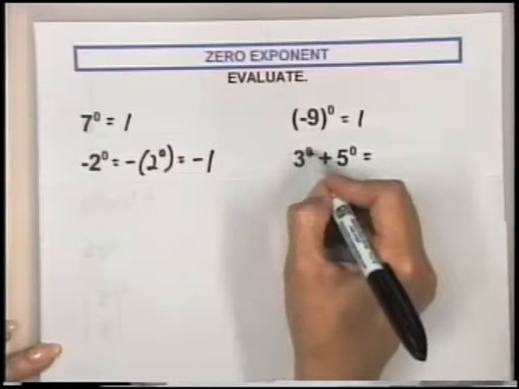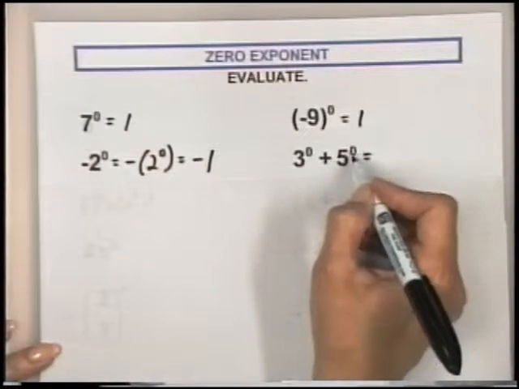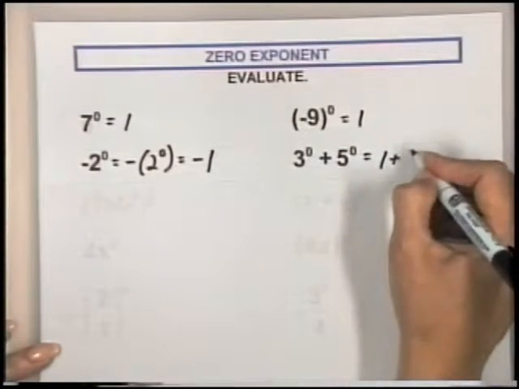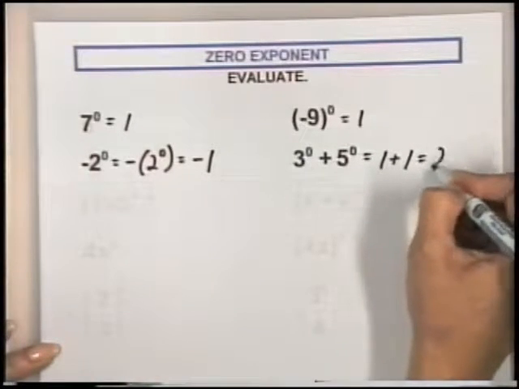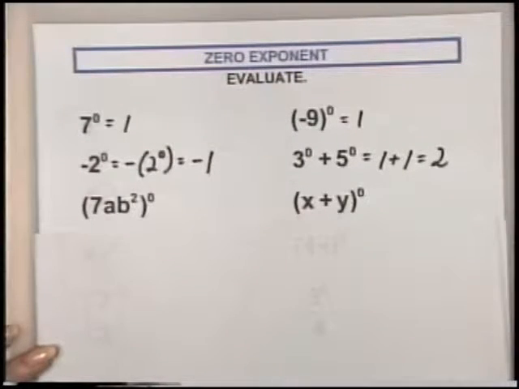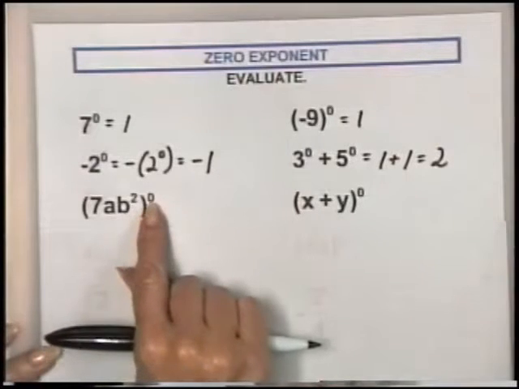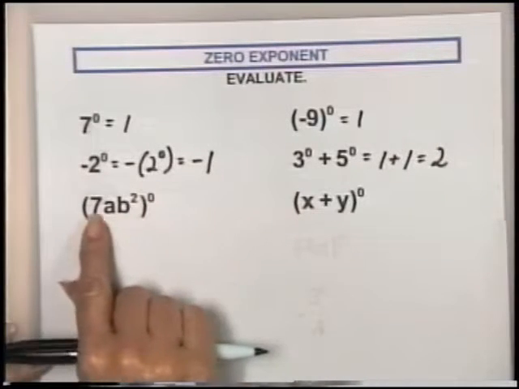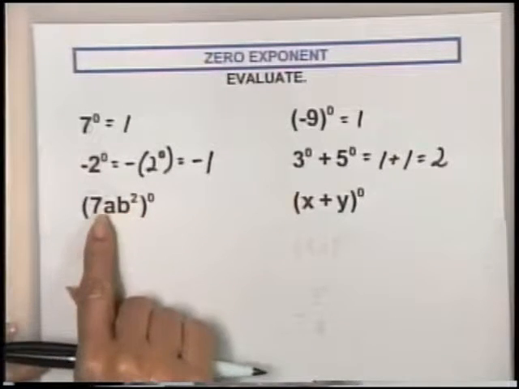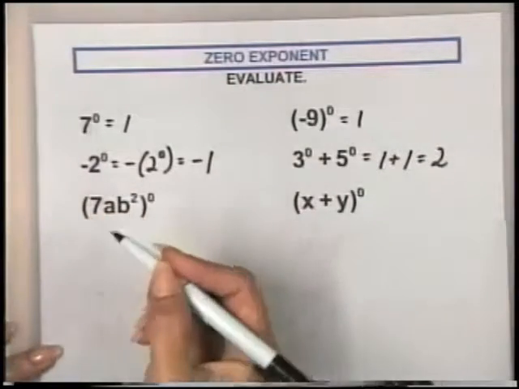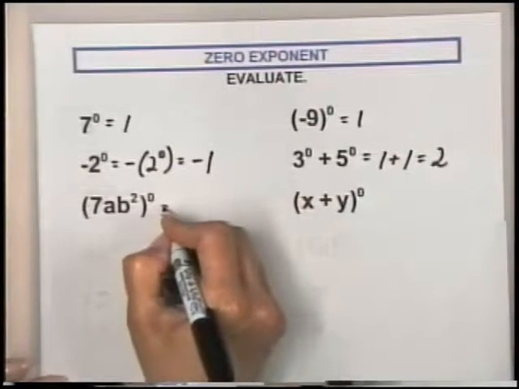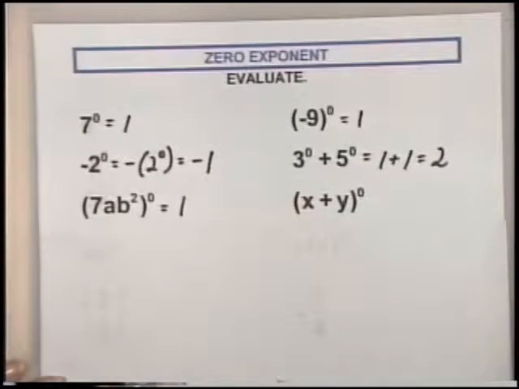For this problem, I have 3 to the 0 plus 5 to the 0. 3 to the 0 is 1, plus 5 to the 0 is 1. 1 plus 1 would give me an answer of 2. For the next problem, the 0 is the exponent for the product 7 times a times b squared. As long as this product is not 0, and we will assume that product is not 0, then the answer is 1.